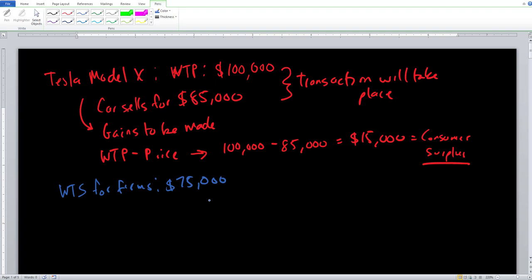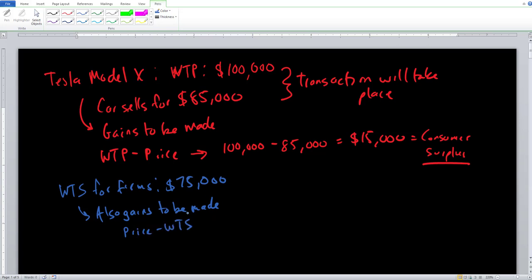And does he gain from this transaction? Remember, the car sells for $85,000 in the marketplace, but the lowest price he'd actually be willing to take is $75,000. So yes, there are gains to be made for him in this case as well. He's willing to take $75,000, but he's actually getting $85,000 when the transaction takes place. And exactly how much does he earn from this transaction? We just take the difference between the price and the willingness to sell. Price minus willingness to sell.